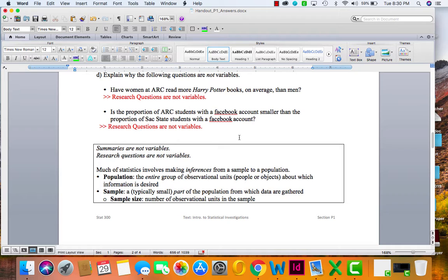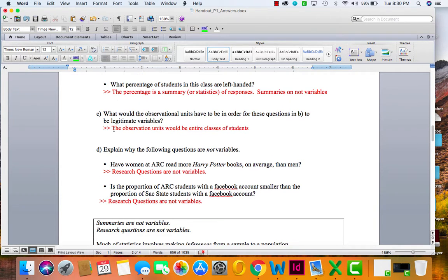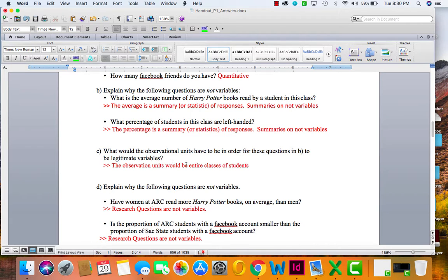I want to finish right now the section 1 handout. And if you recall, we had done talking about why some of the questions were not variables. And we talked about what would observational units have to be in order for the questions in part B above to be legitimate variables. So you can reference your handout from Friday. And for 1A, we thought the observational units will be entire classes of students for the average to be considered a variable.